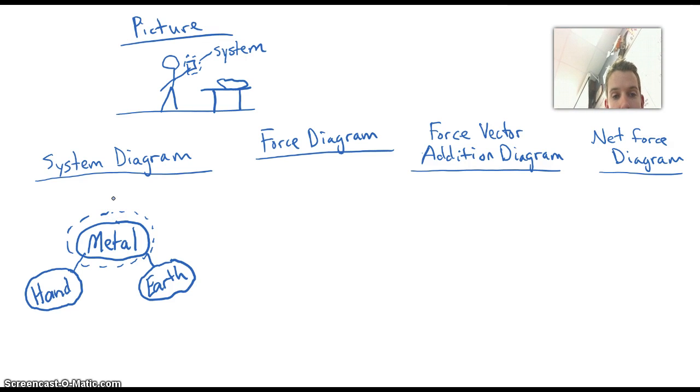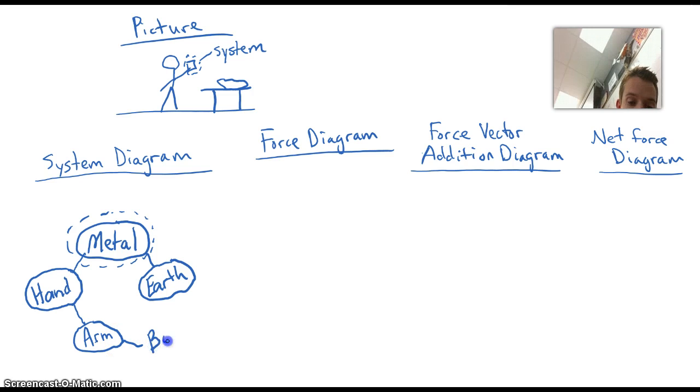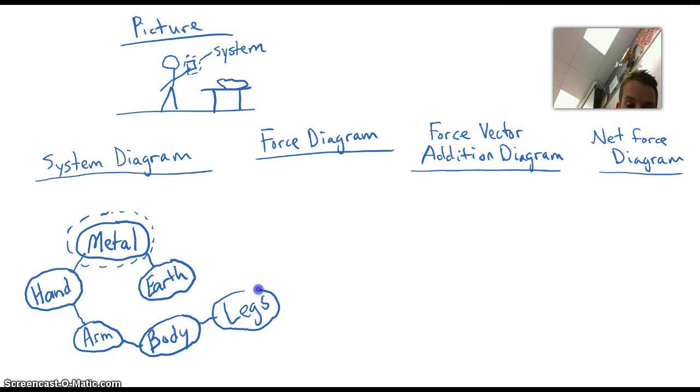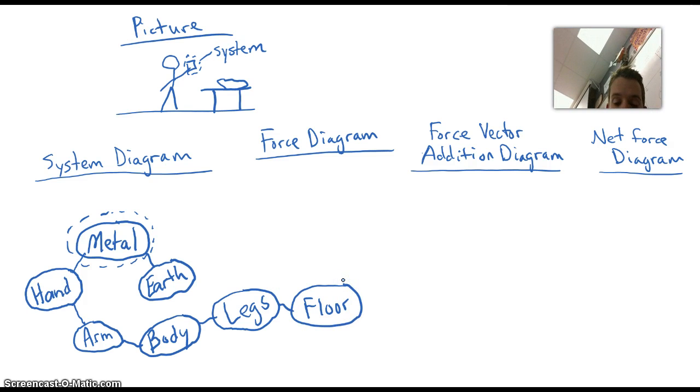Now what else? What else is important here? Well, some students have said that maybe we can put in my arm because my arm is touching my hand. And my arm is also touching my body. And my body is touching my legs. And my legs are touching the floor. And the floor is touching that table I drew in the picture. Alright, can you see where I'm going with this?